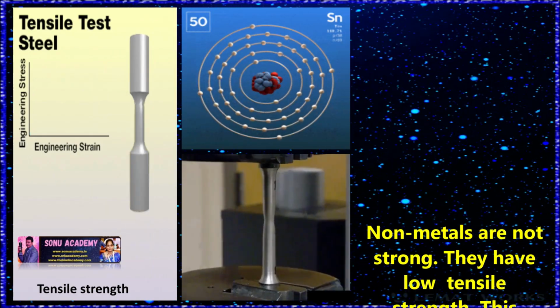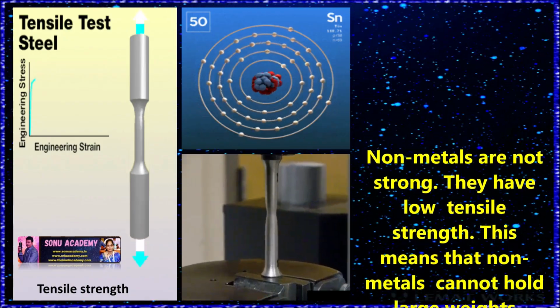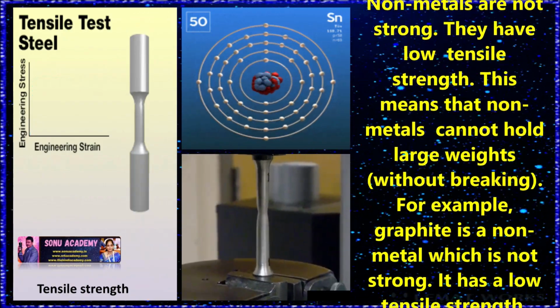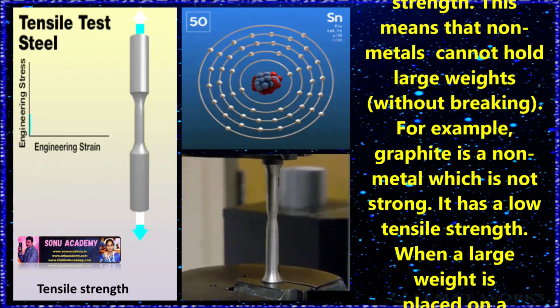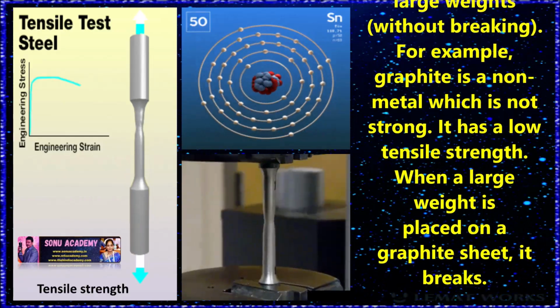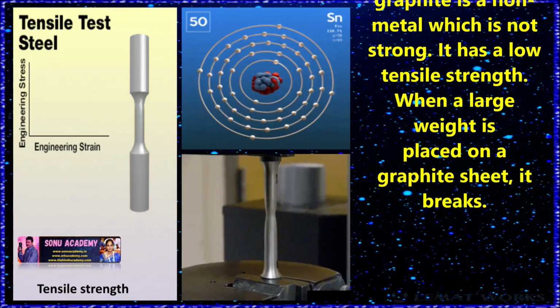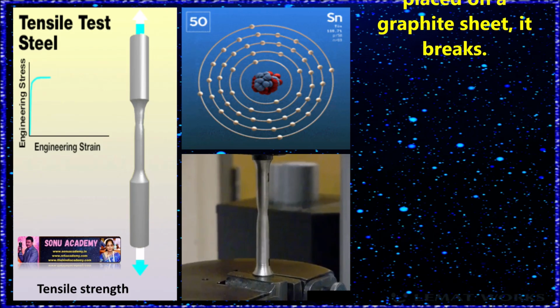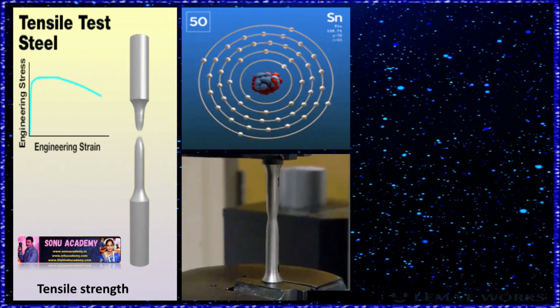Tensile strength of non-metals. Non-metals are not strong. They have low tensile strength. This means that non-metals cannot hold large weights. For example, graphite is a non-metal which is not strong. It has a low tensile strength. When a large weight is placed on a graphite sheet, it breaks.